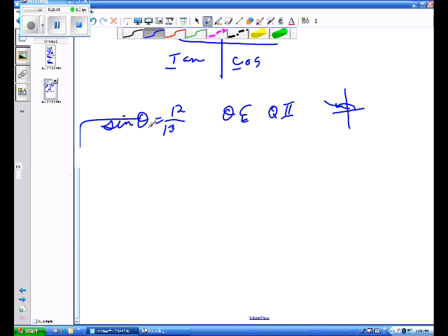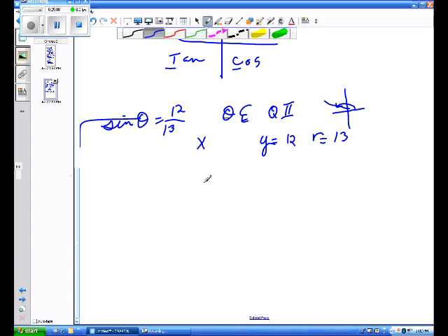Well, since we're in quadrant 2, the sine was positive. We know automatically that the cosine and the tangent are going to be negative. But we want to find those. Well, given the sine, what we're given is y and r. We need to know x, y, and r. So we can do it with our functions. Well, we know that r is 13, and we know that y is 12.